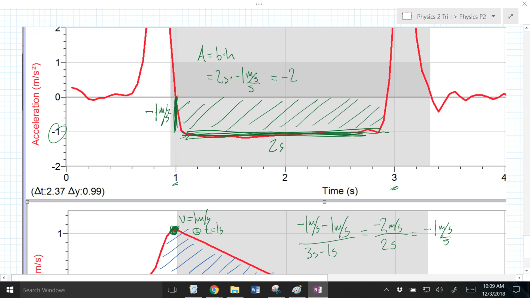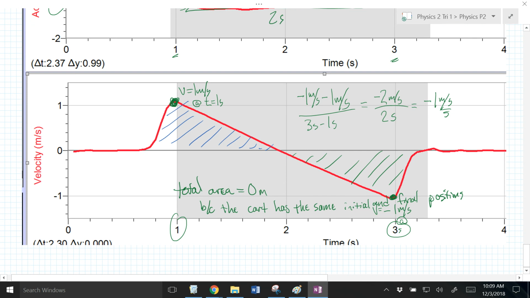And then dimensionally, you've got seconds times meters per second over seconds, okay? And that's going to leave you with meters per second. What is the significance of -2 meters per second? If you look at the velocity graph, it never goes -2 meters per second. What is the meaning of that? Run that by your neighbor quick.